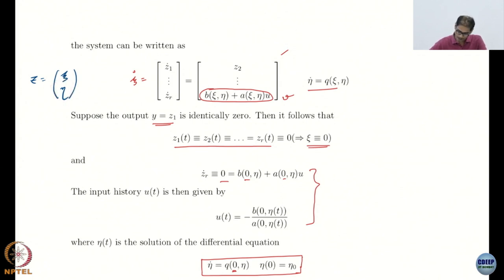Now, suppose that the output is identically 0, then all its derivatives are also identically 0, right? Which means psi is identically 0. So if you look at the ZR dynamics, ZR dot is also 0, and that essentially is equal to this guy. You're just plugging in psi equal to 0 in this right hand side.